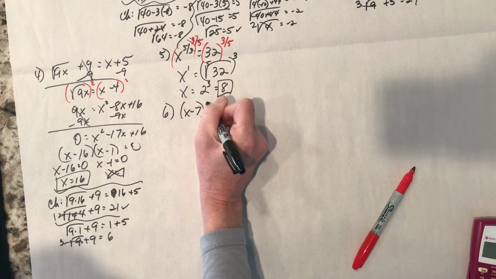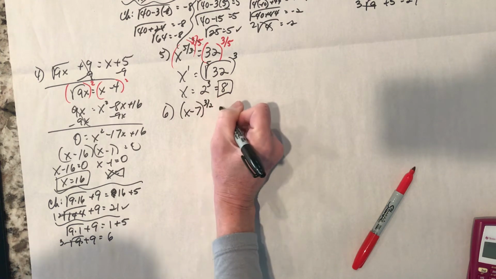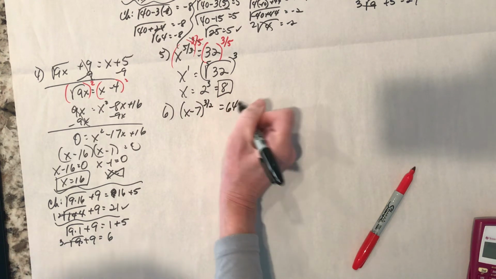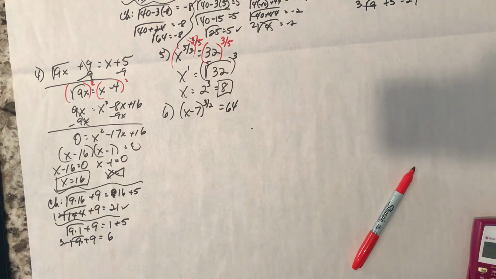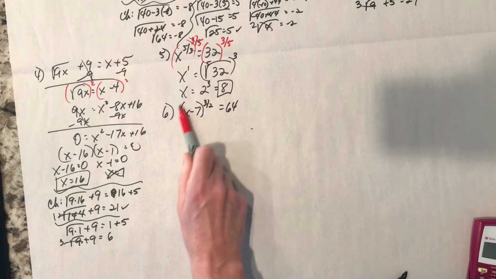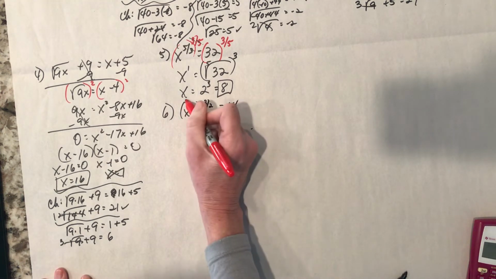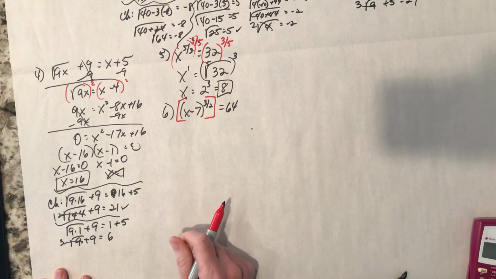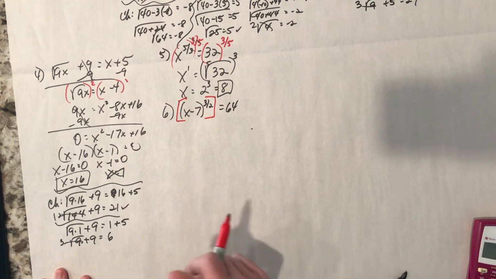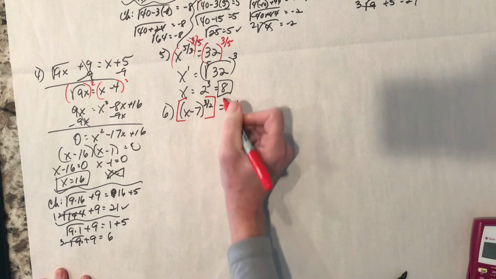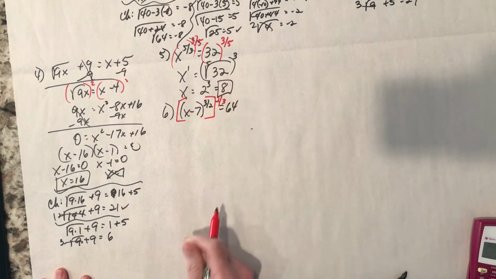x minus 7 raised to the 3/2. There's that rational exponent. It's isolated over here; only the piece raised to the rational exponent is on the left. So we are ready to raise it to its reciprocal exponent. 3/2, the reciprocal of that is 2/3.